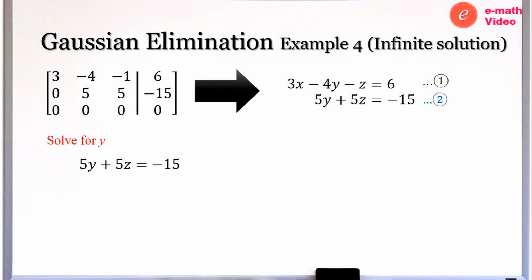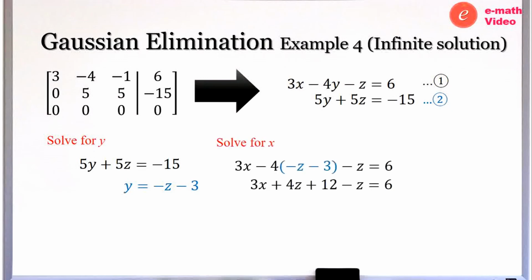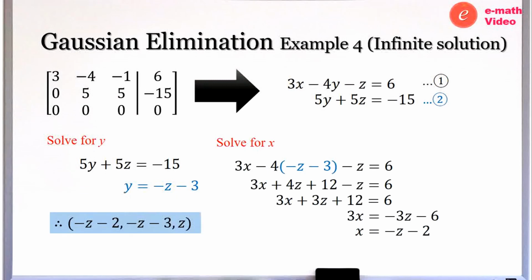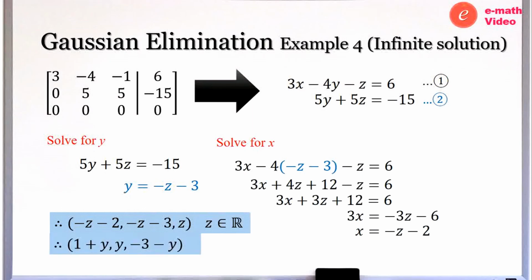Solve for y in terms of z. y equals to negative z minus 3. Solve for x in terms of z. x equals to negative z minus 2. And this is the solution of this system, where z can be any real number. If we do it in terms of y, we will get this, where y can be any real number.